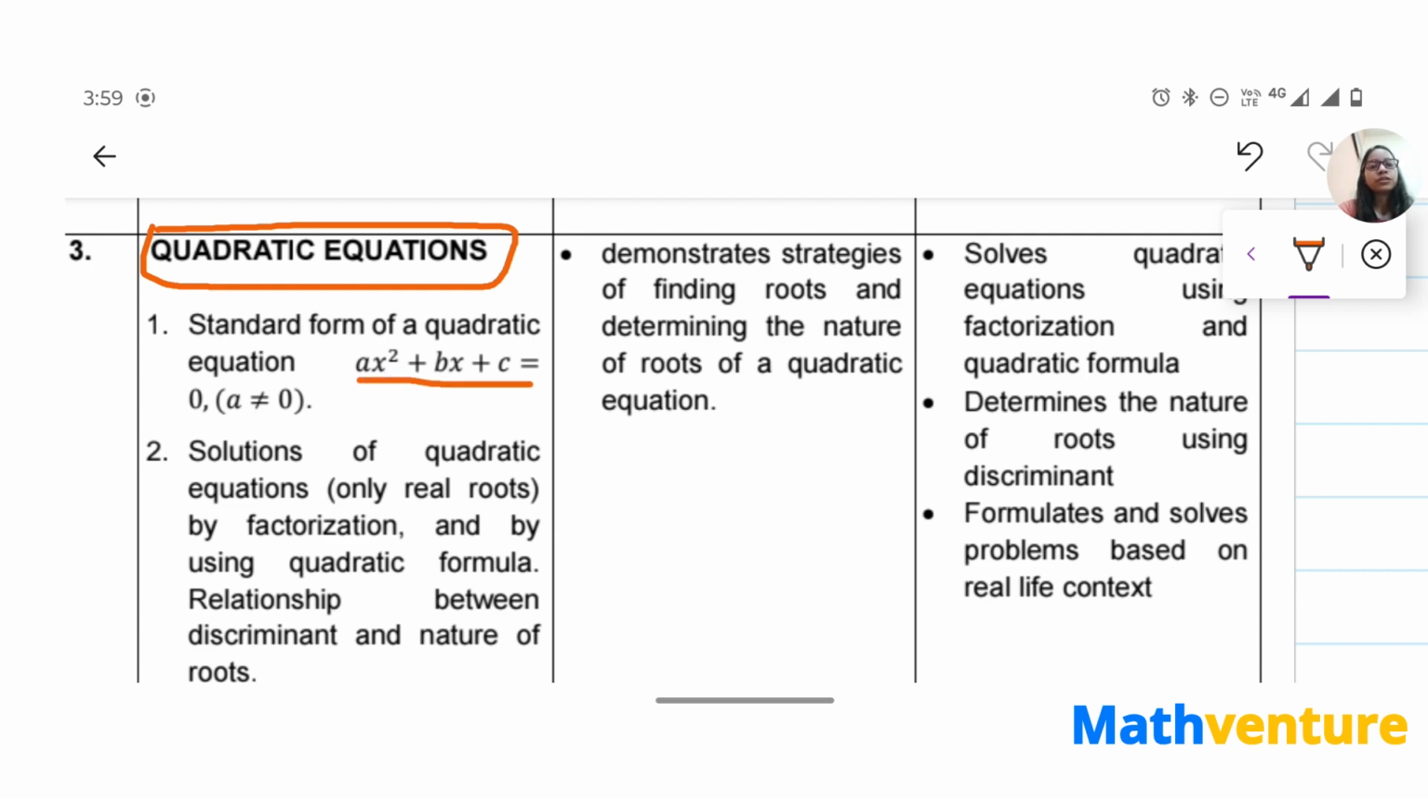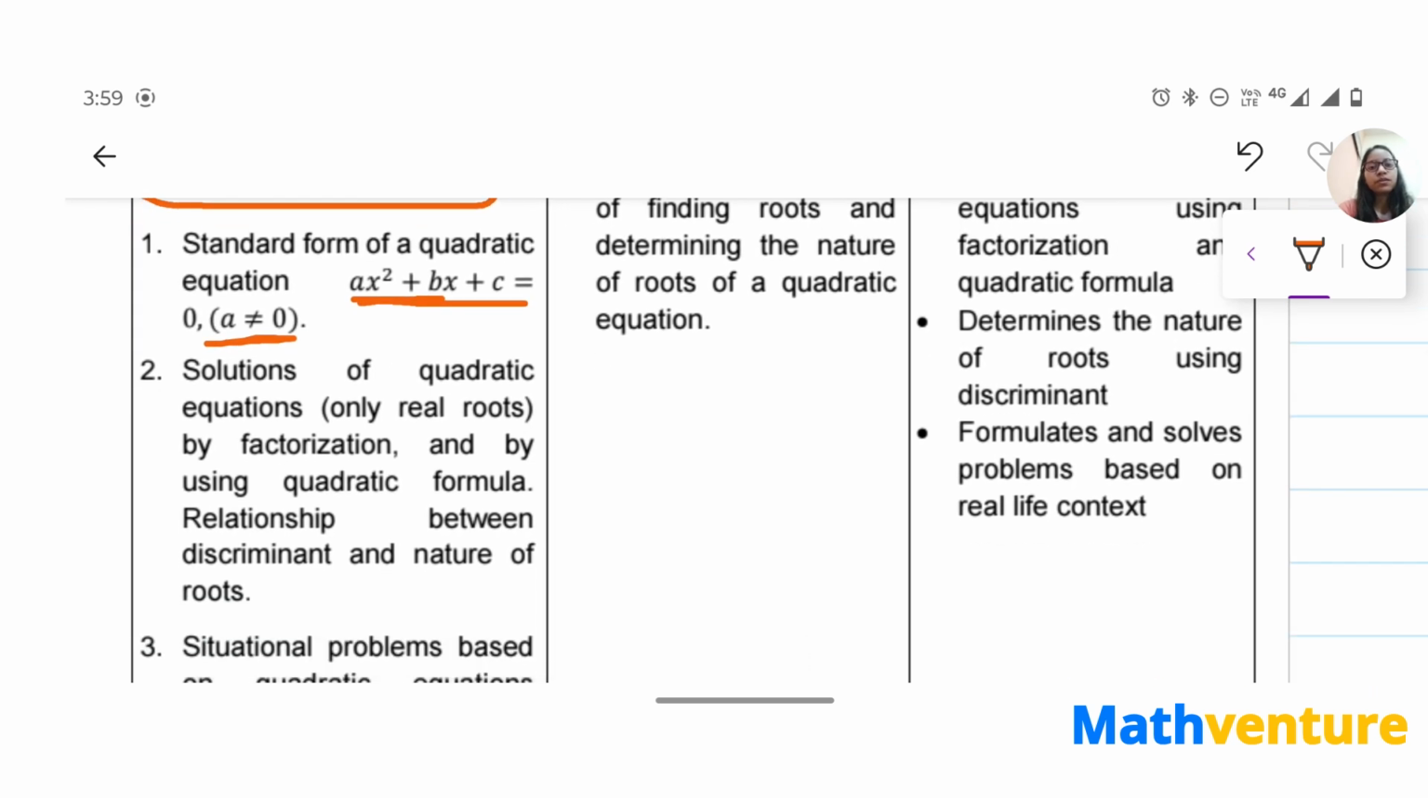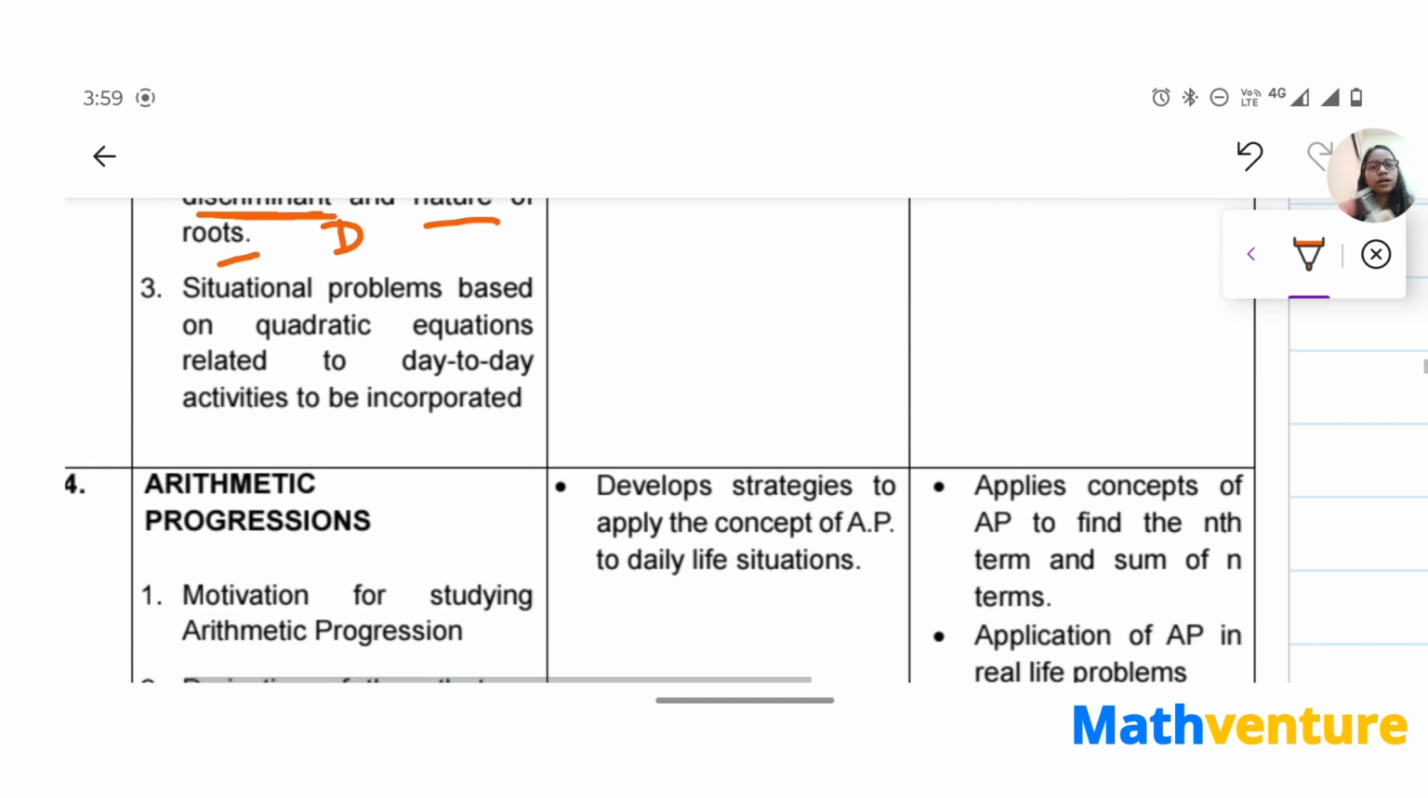So this is the quadratic equation with this condition, and we will see the solution of quadratic equations by factorization method, and there is a quadratic formula to find the roots. Then we will see what the discriminant is and the relation between the discriminant D and the nature of roots, whether they are real or not, or equal. Then come day-to-day activities, the real life problems you will see in this chapter.